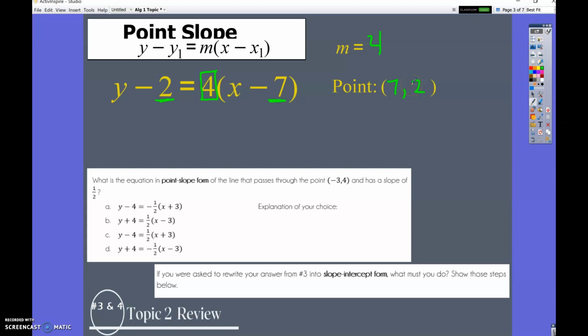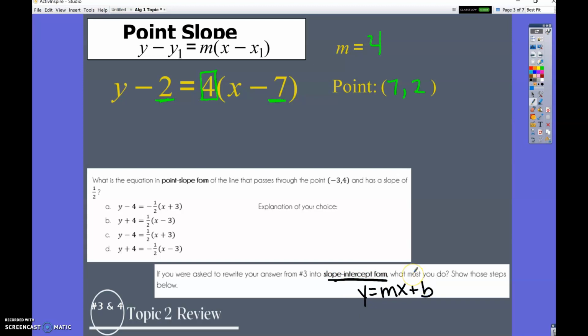So on number 3, you're asked to pick the equation in the point-slope form that goes through -3, 4 and has a slope of 1/2. Go ahead and select which equation you think that is and explain your reasoning. Once you finish, it's going to ask you on number 4 to identify the slope-intercept form. Now remember, that's the y equals mx plus b.